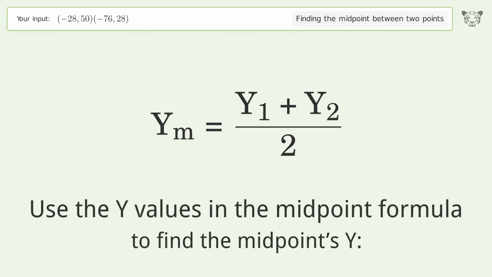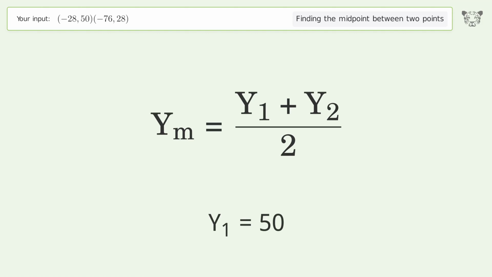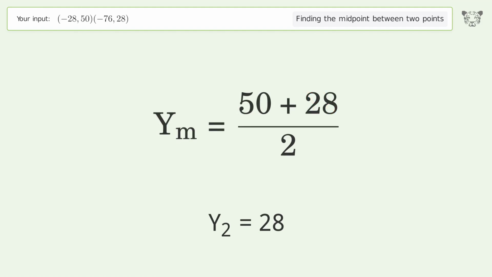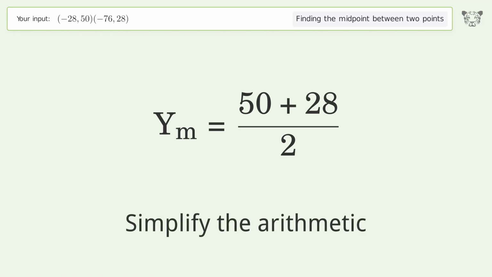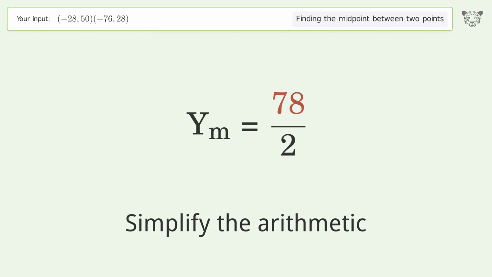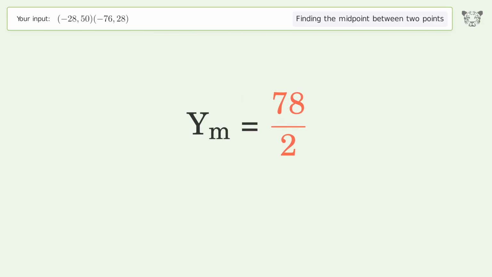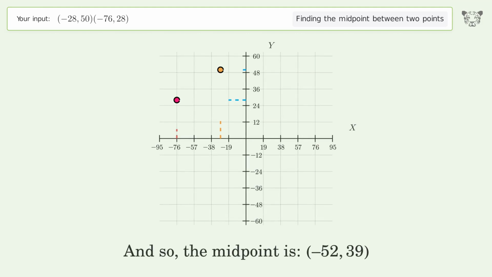Use the y values in the midpoint formula to find the midpoint's y. y1 equals 50. y2 equals 28. Simplify the arithmetic. And so, the midpoint is negative 52, 39.